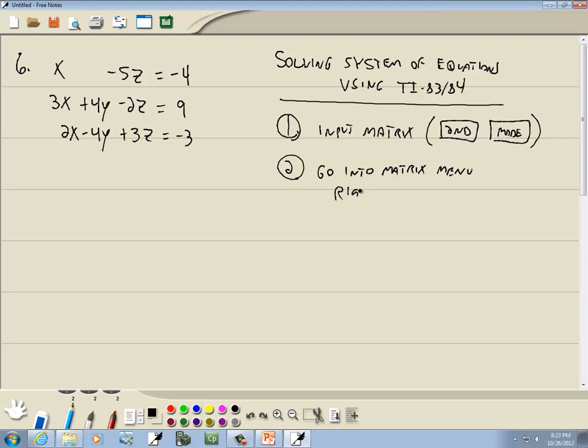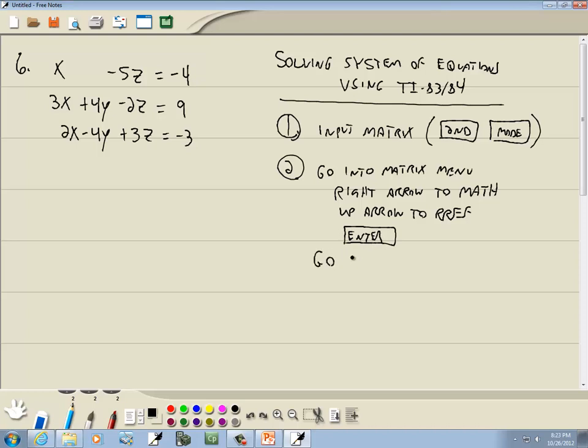We're going to right arrow to math. And we're going to up arrow to RREF. And you have to make sure you choose the one with 2 R's. The one with 1 R is for backward substitution. It won't work when we're solving systems of equations. And after we up arrow to it, we'll press enter.